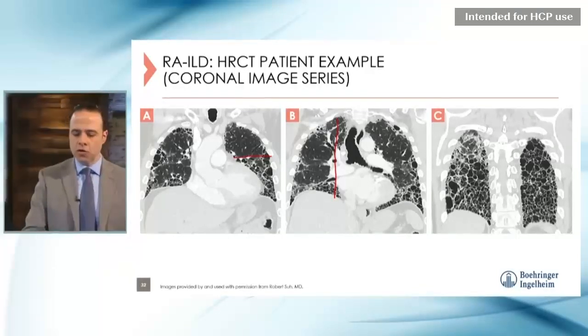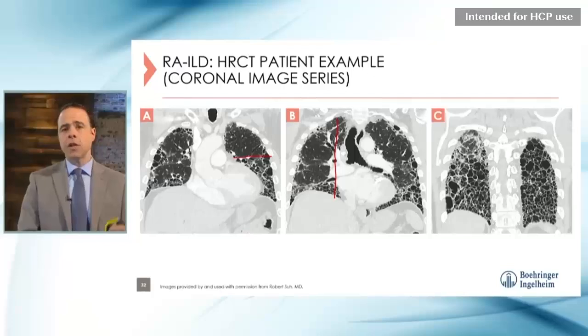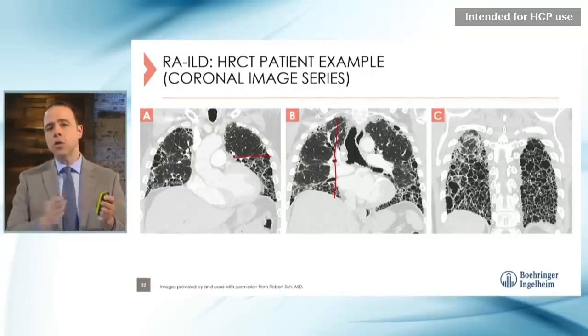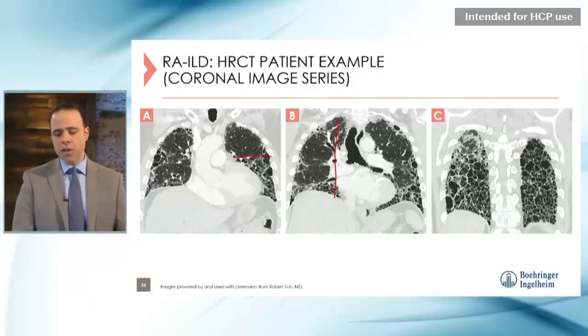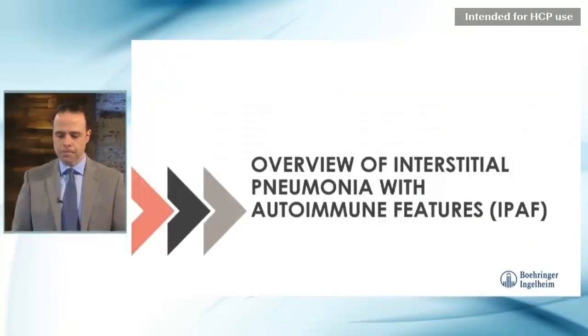So you can see the restrictive process by watching the diaphragms, and you can not only compare two different patients, you can compare the same patient and watch these diaphragms creep up over time on the coronal or sagittal images.